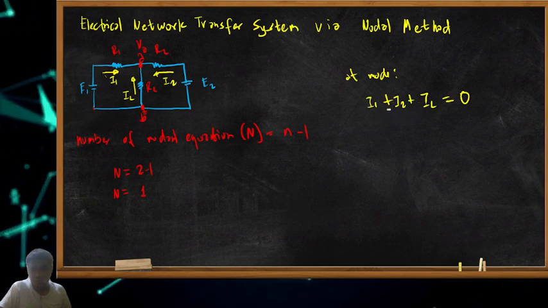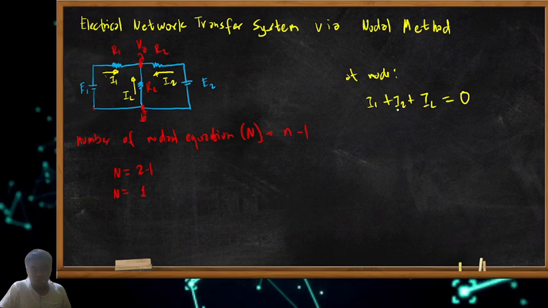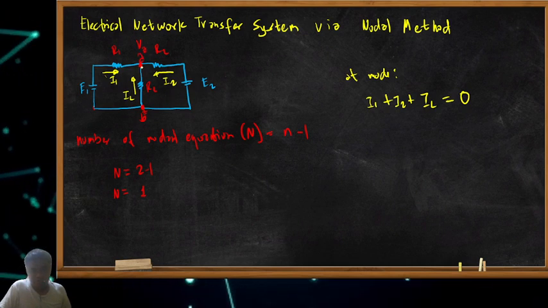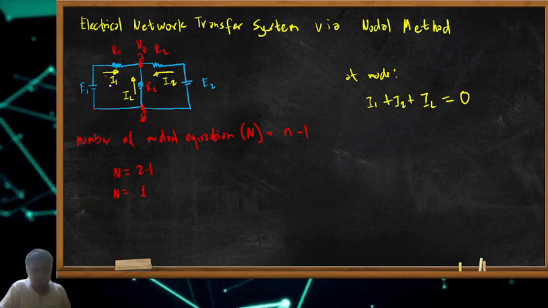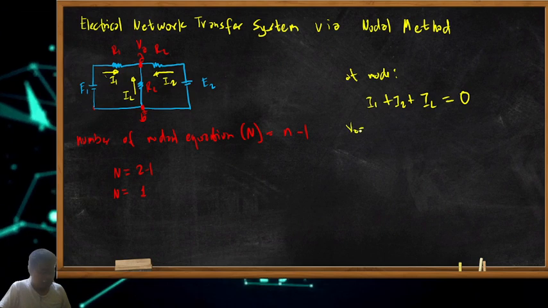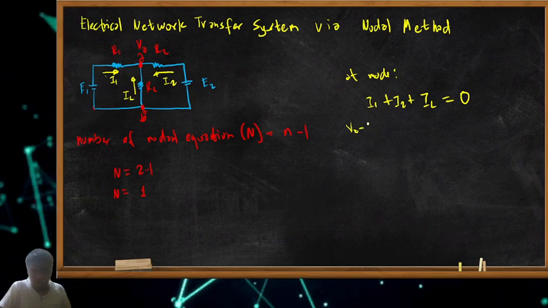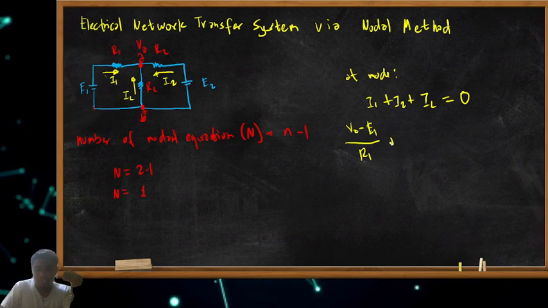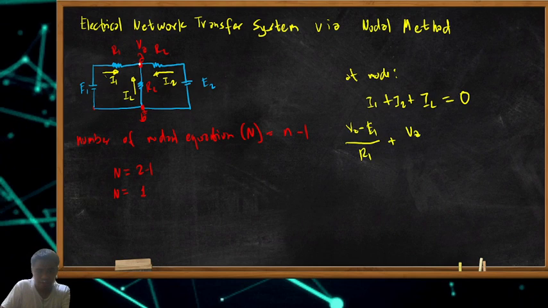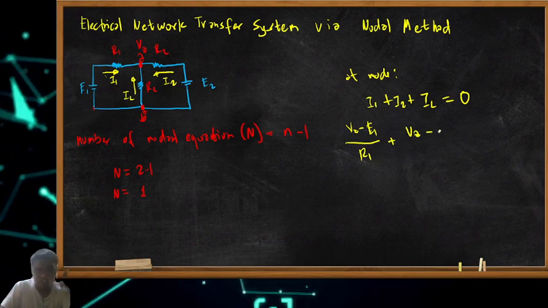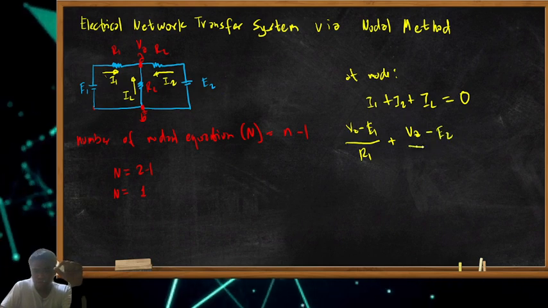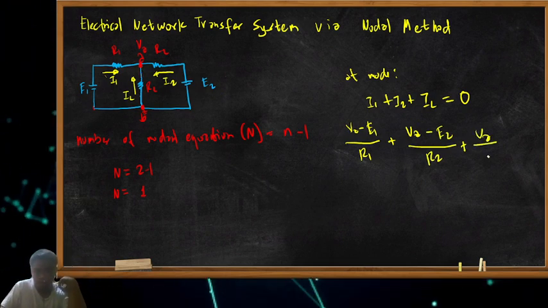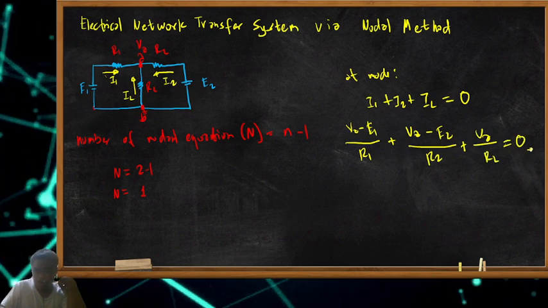Now in this equation, we will have our currents in terms of the voltage and the resistance. We assume that VA is the largest voltage amongst the other voltage sources. For I1, we will have VA minus E sub 1 over R1, the resistance in between the two sources. Then plus VA minus E sub 2 over R2 for I2, plus the last one for IL, which is VA over RL, and that will be equal to 0. So this will be our nodal equation.